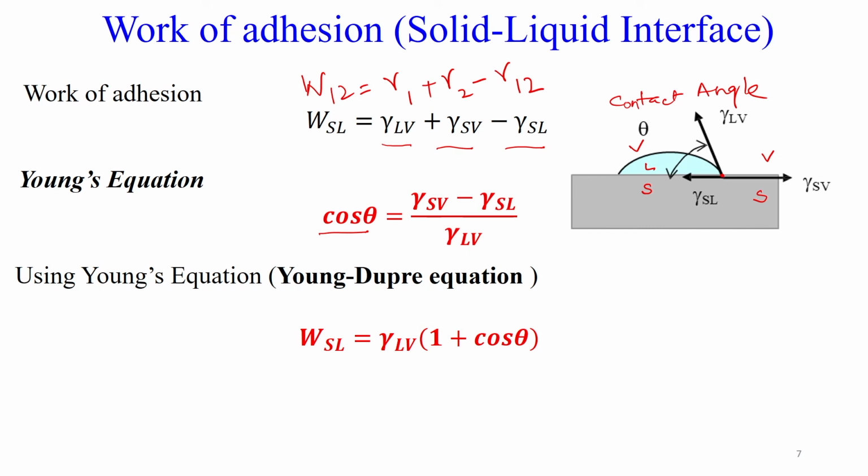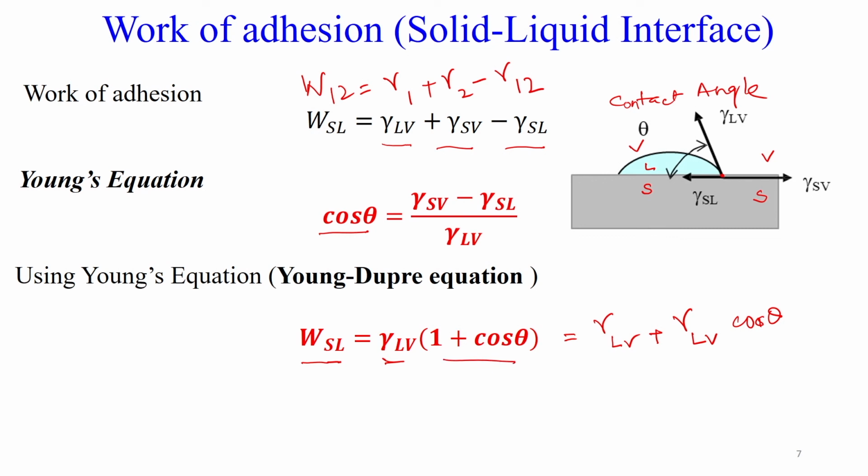So, if you combine this Young's equation with the Dupre equation, W SL, you can replace either term. I just replace this term, gamma SV minus gamma SL, which is equal to gamma LV cos theta. So, this will be gamma LV plus gamma LV cos theta. So, you can take out the gamma LV and cos theta.